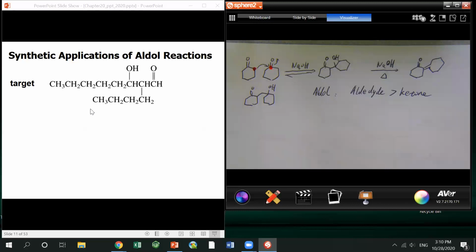In the exam or quiz, if I give you a target molecule and ask you to use the Aldol reaction to make it, the key thing is to quickly identify the original alpha carbon and the carbonyl carbon.